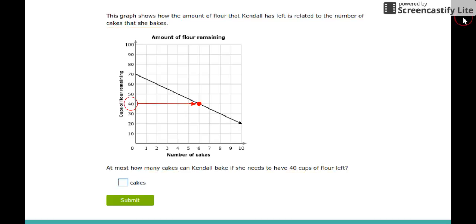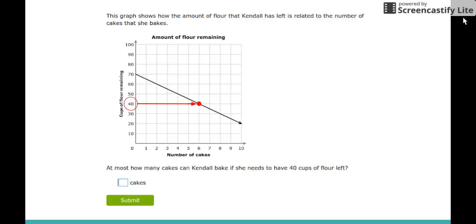The second step will be for the student to interpret the graph. In this scenario, the graph is of a linear function. Students will need to know how to read a graph by finding x and y coordinates. This problem is asking how many cakes can be baked if there needs to be 40 cups of flour left. It is necessary to be able to interpret that the student needs to find the x coordinate because the x-axis corresponds to the number of cakes.